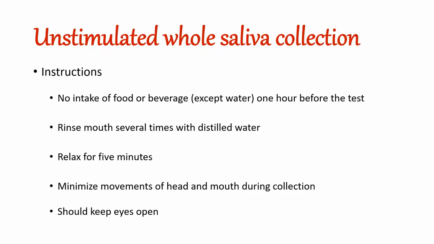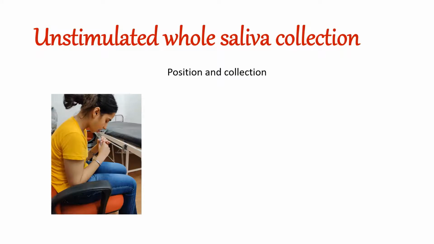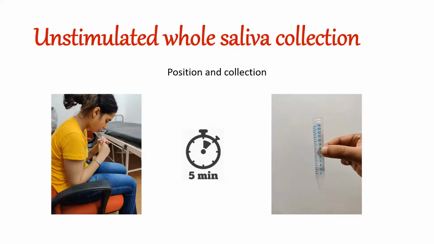The stop clock should be set for 5 minutes, and just before starting the clock, the patient should be asked to swallow the saliva present in the mouth. The patient should lean forward over the funnel and allow saliva to drain into the funnel as shown in the picture. The patient should be informed not to swallow saliva during the test period. At the end of 5 minutes, the patient should collect the remaining saliva and spit into the funnel. The amount of saliva collected in 5 minutes should be measured in milliliters.